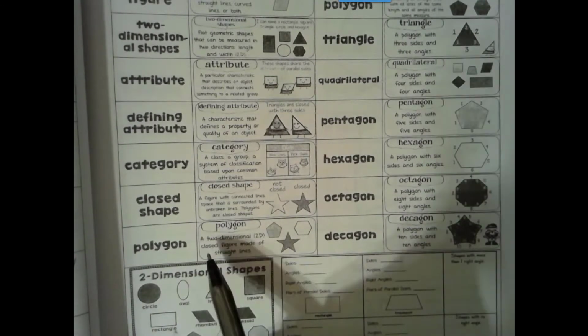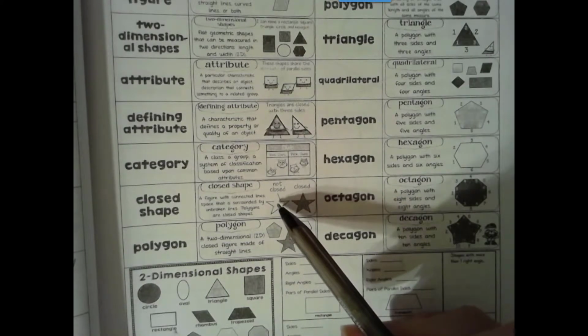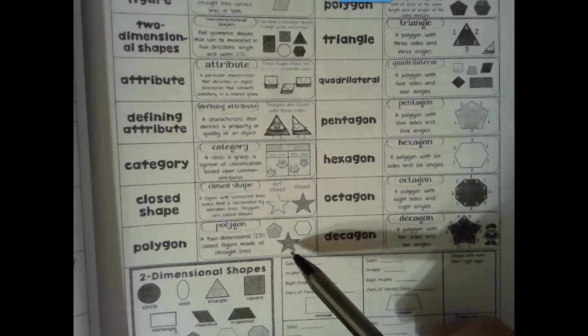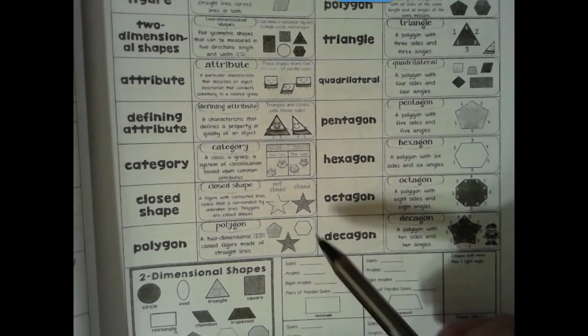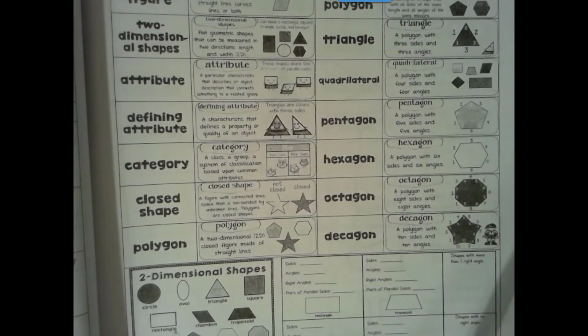Polygon is a two-dimensional, 2D, closed figure made of straight lines. So it's closed like this. All the lines are straight. So a circle would not work because those are curved lines. We need all straight line segments.